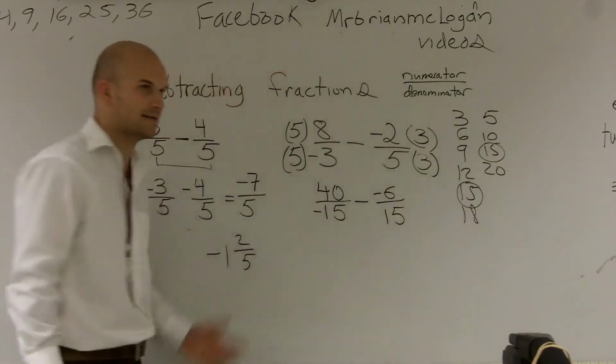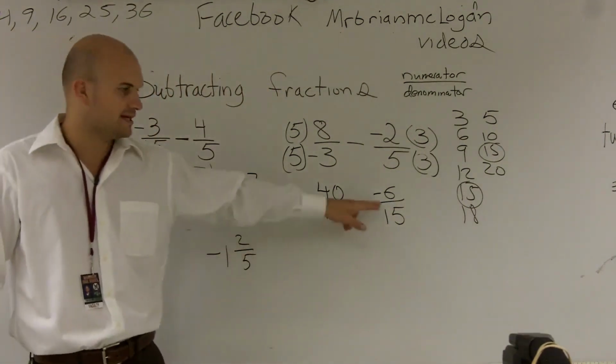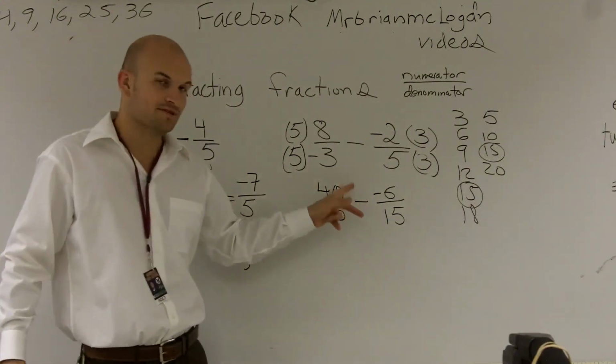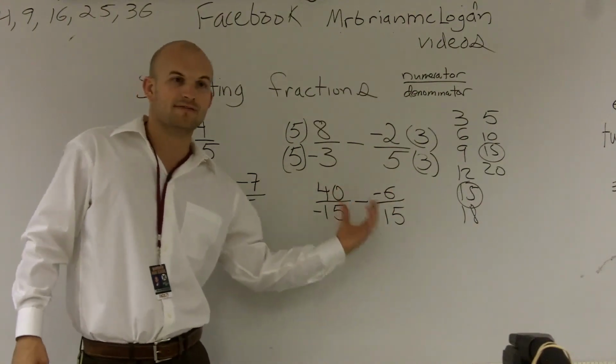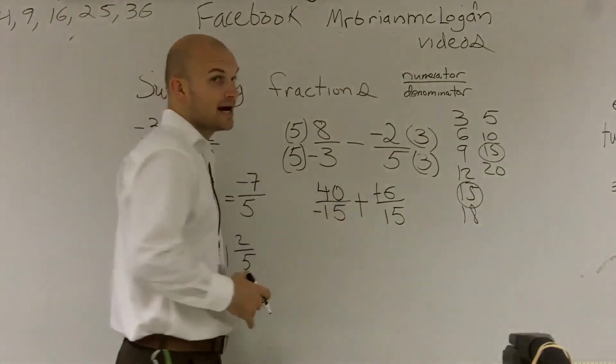All right, now we've come up to our problem we had last time here. We have a negative 15 and a positive 15. Well, there's a couple things actually at work. One thing is I'm subtracting a negative. So when you have a double negative, you can actually treat those as positive. So I'm actually adding now.